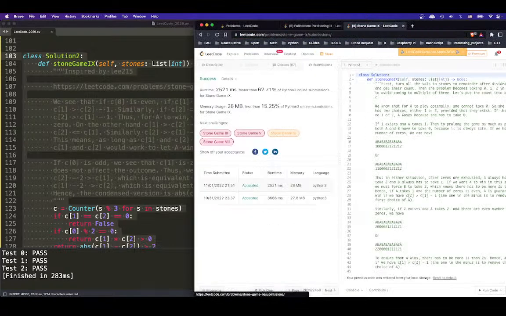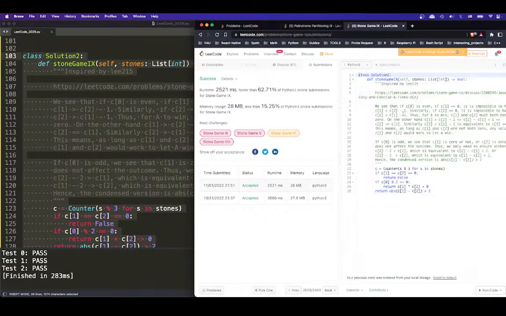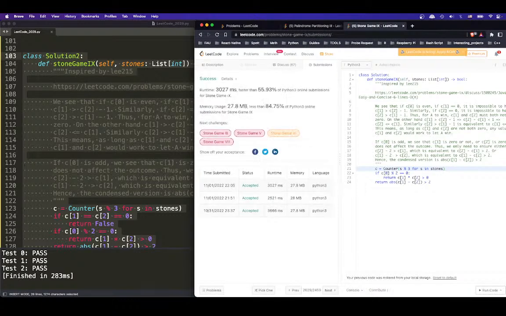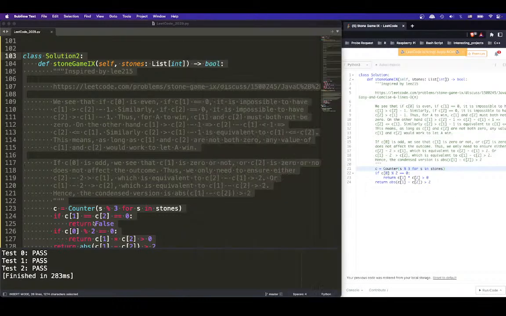Yeah, the coding is not difficult. The difficult part is the reasoning. And I don't even need this, right? Because if anyone is 0, then larger than 2 will be false. Yep, that's the condensed version.